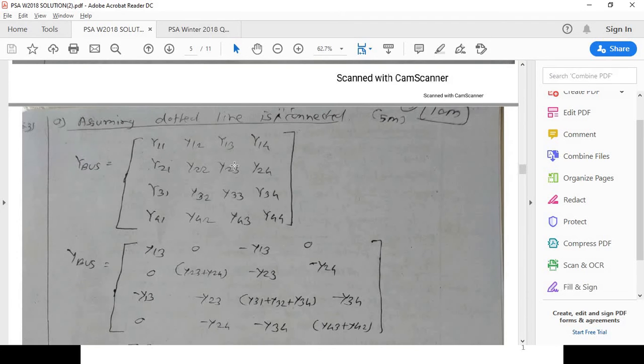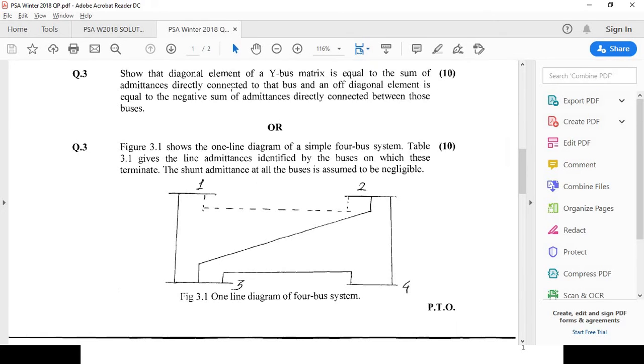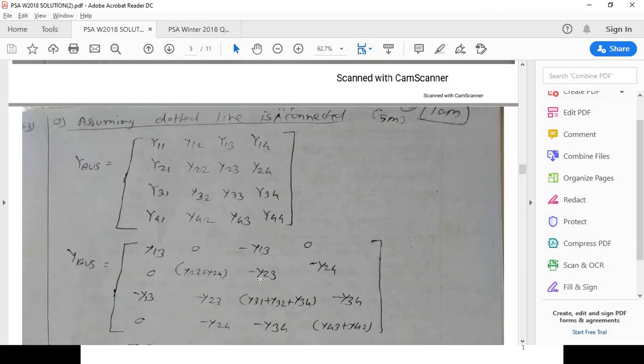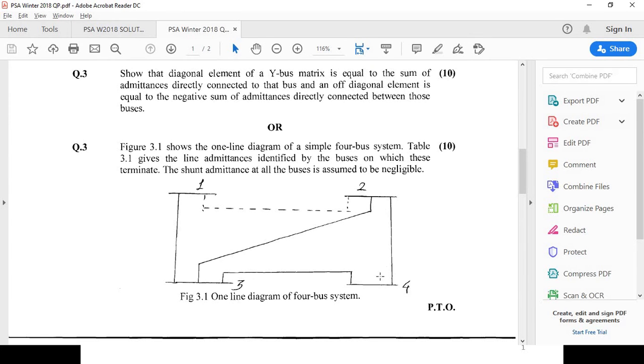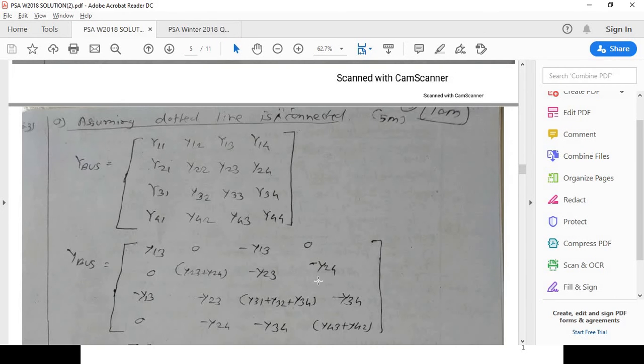Now y23 is an off diagonal element. So it is the negative sum of all the admittances connected between bus number 2 and 3. Since bus number 2 and 3 are connected, we'll write minus y23. Again y24 is an off diagonal element, the negative sum of all the admittances connected between bus number 2 and 4. Since bus number 2 and 4 are connected, it will be minus y24.